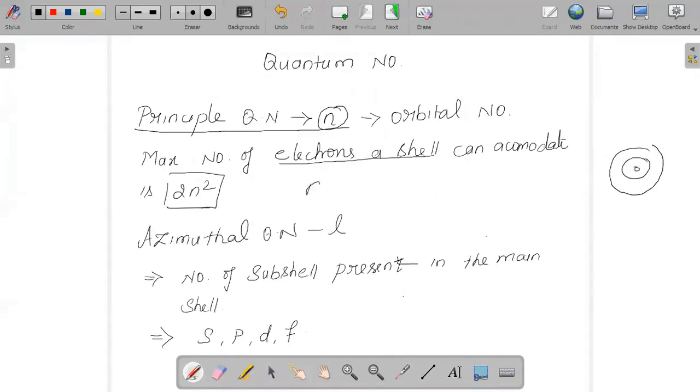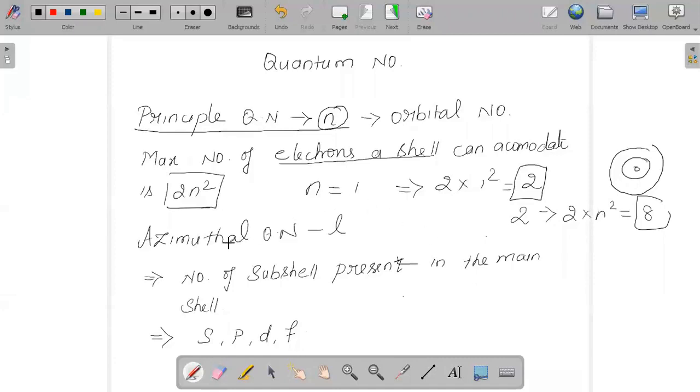Suppose your n value is 1, that means it is 2 into n square, which is nothing but 2. Hence, I could conclude that the first shell could accommodate only 2 electrons, not more than that. For the second shell, our n value becomes equal to 2. Hence, 2n square becomes 2 into 4, which is 8. So we can conclude that the second shell can accommodate 8 electrons.